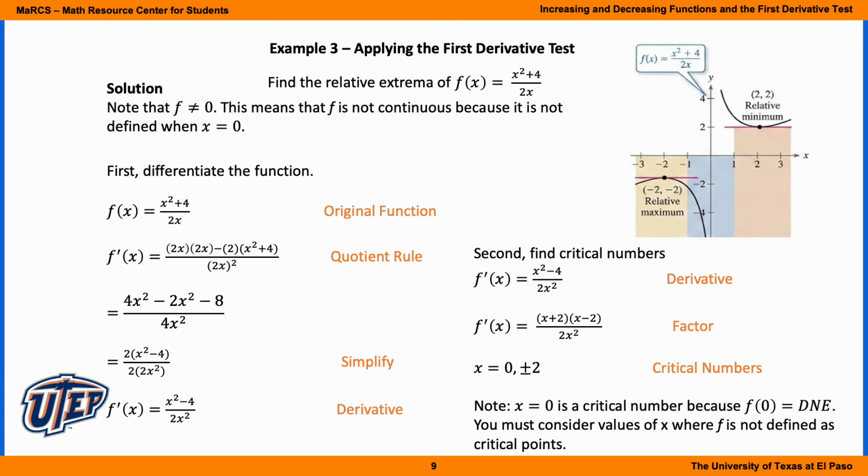Next, we can find the critical numbers by setting our derivative equal to 0. And we get that x is equal to 0, x is equal to positive 2, and x is equal to negative 2. Now, x equals 0 is still a critical number because f of 0 does not exist. So we must also consider the values of x where f is not defined as critical points.